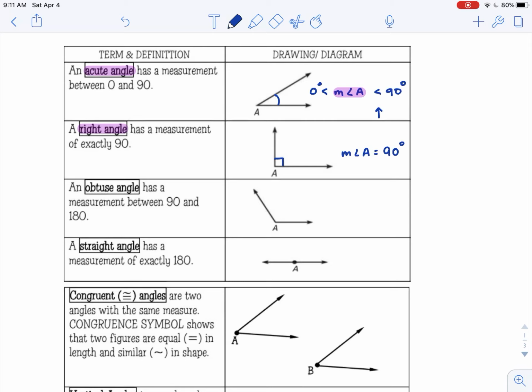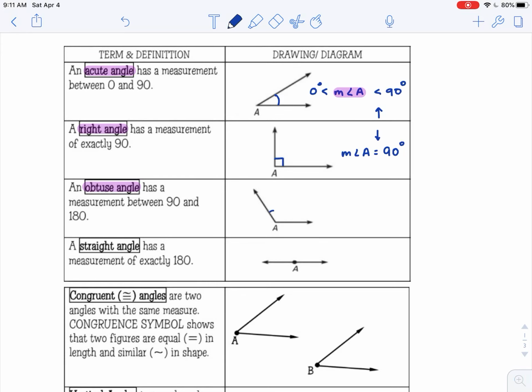Now notice here, we don't use less than or equal to 90, specifically less than. That is because right here, the measure of angle A, if it equals 90, it's going to be a right angle.